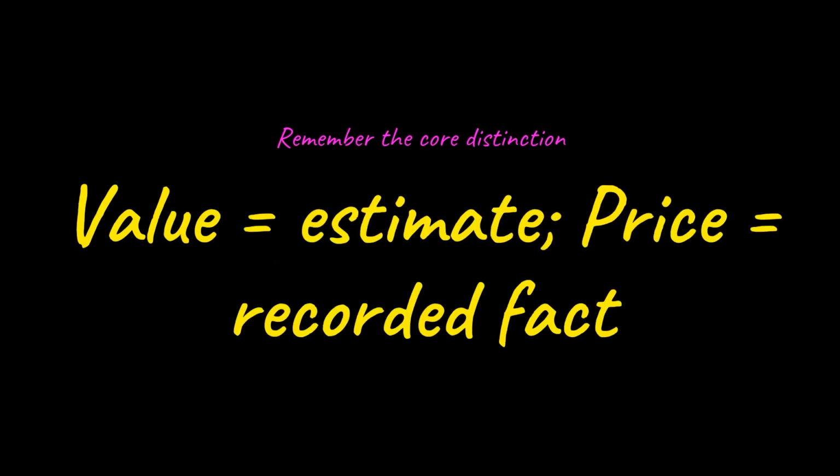Keep it simple. Market value is the appraiser's opinion of what a property should bring. Market price is the historical record of what it actually brought. They can differ, and both can be true at the same time.